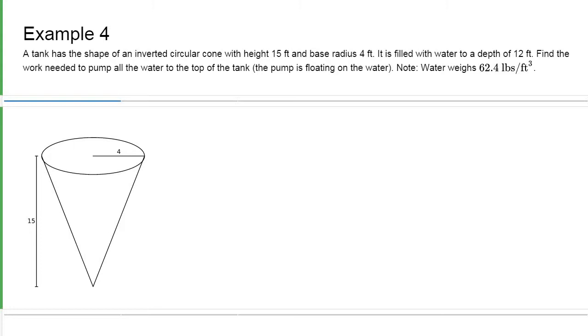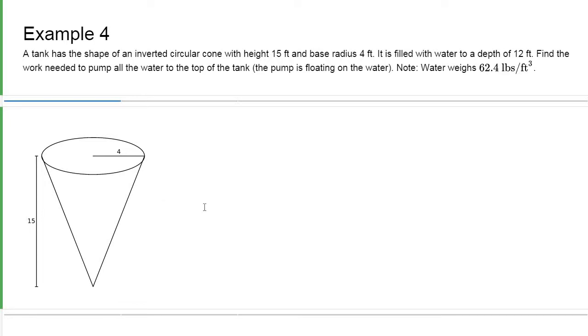Okay, here's our final and most complicated example. A tank has the shape of an inverted circular cone. So here's a cone with a circular base, and it's inverted, it's upside down. This is a water tank. It has a height of 15 feet, so 15 feet there. It has a base radius of 4 feet, so here's 4 feet as the radius. It's filled with water to a depth of 12 feet. So imagine a little water at 12 feet, which I didn't draw in the picture. So water is filling up this cone.